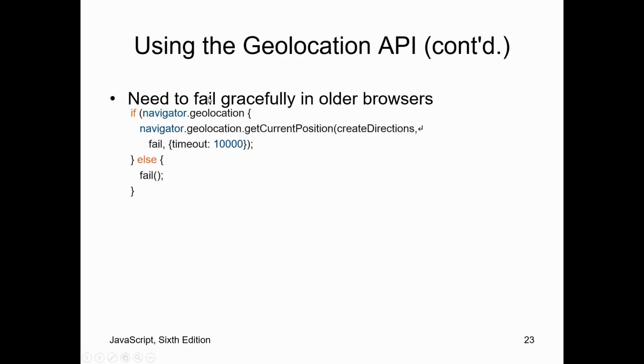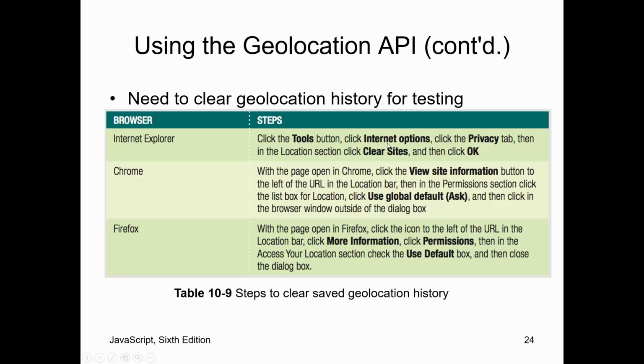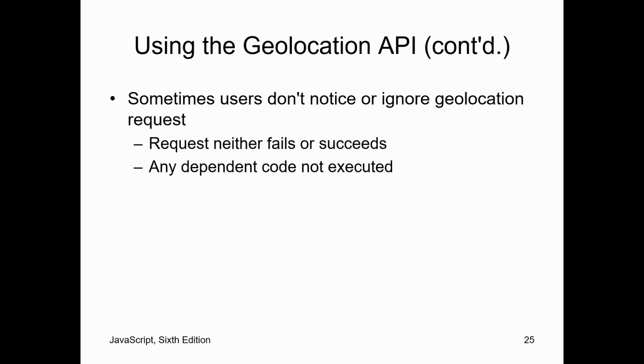As it says, if you're using older browsers, you need to basically tell the person that they should update. You need to clear geolocation history for testing. So to clear that, it's shown right here. I'm not going to run through that with you. Sometimes users don't notice or ignore a geolocation request. Then, as it says, the request neither succeeds nor does it fail, but any dependent code is not executed.